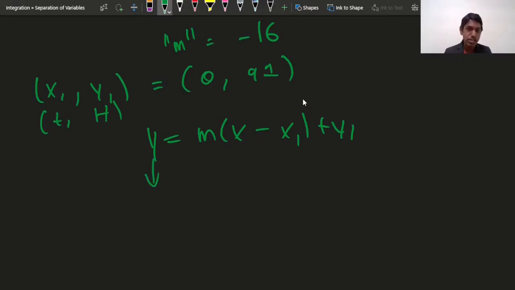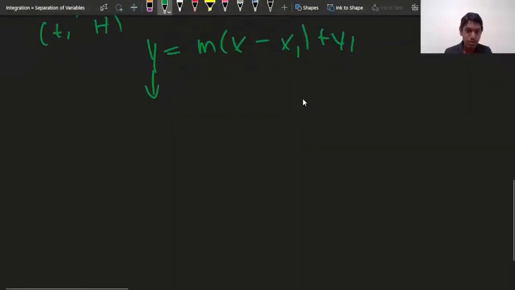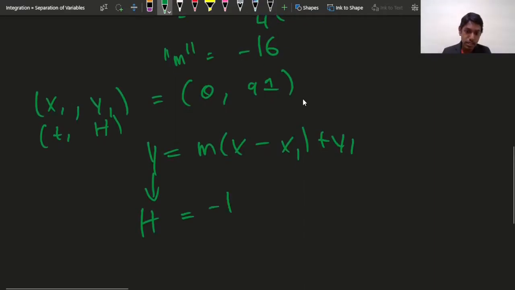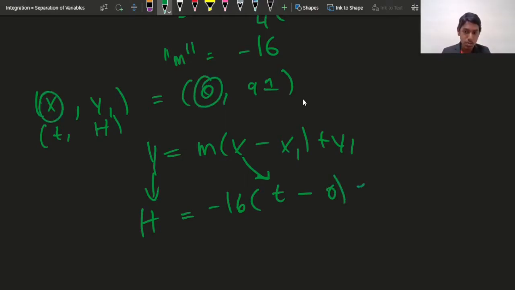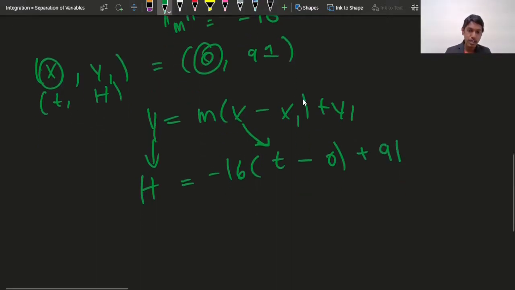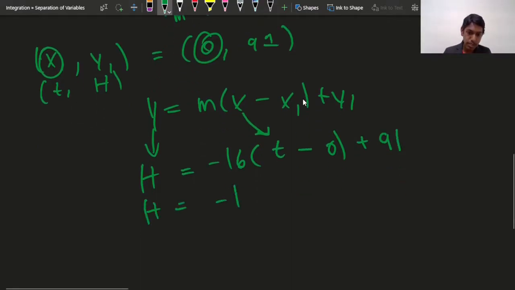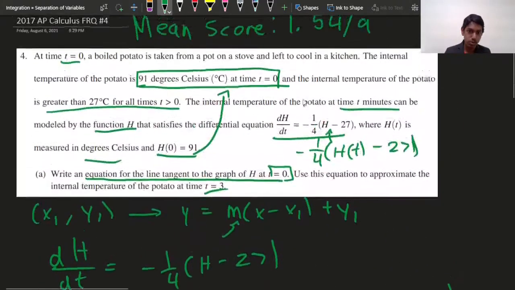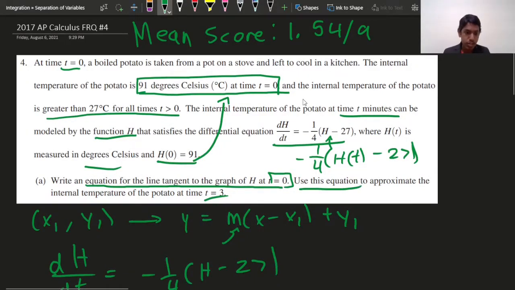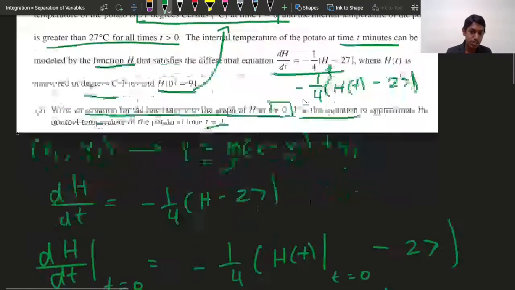So y is actually going to be h equals m. Okay, what was m? It's minus 16. Our independent variable is now t minus x1. Okay, that's really our t value, 0 plus 91. And we can simplify this a little bit: h equals minus 16t plus 91. Okay, so we're done with one portion of the question. Now we've got to use this equation to approximate the internal temperature at time t equals 3.